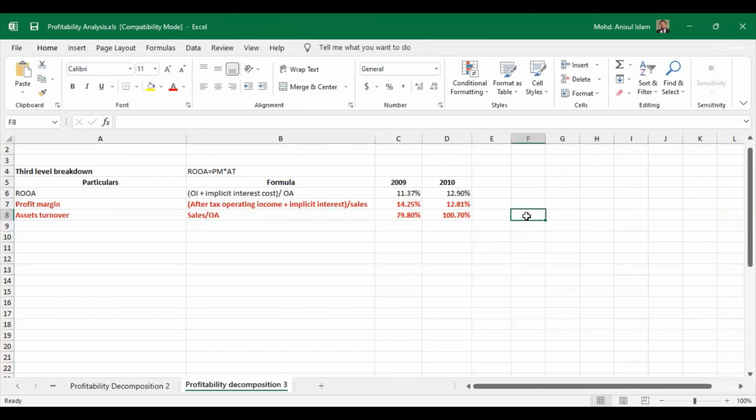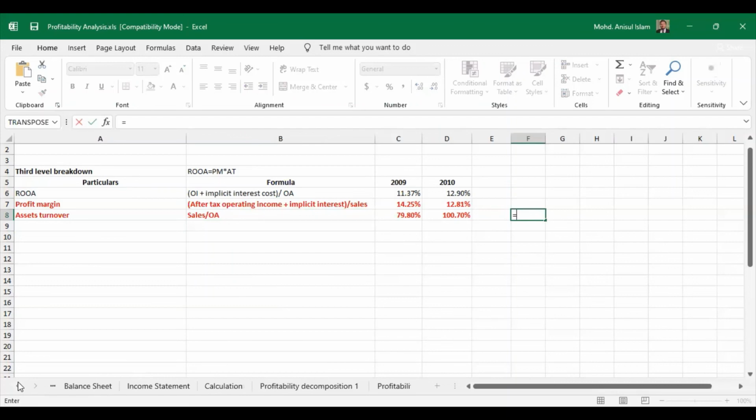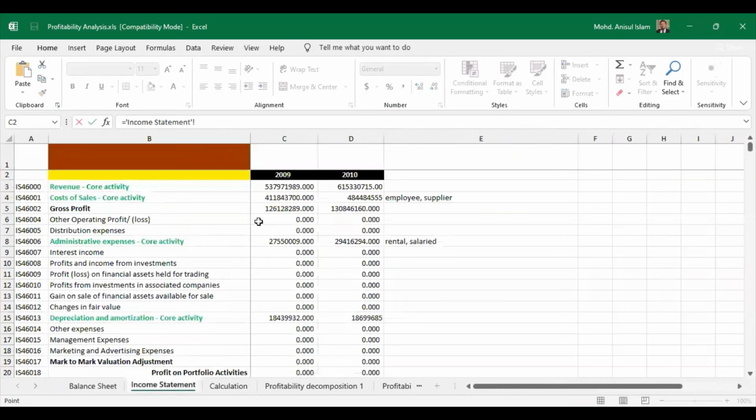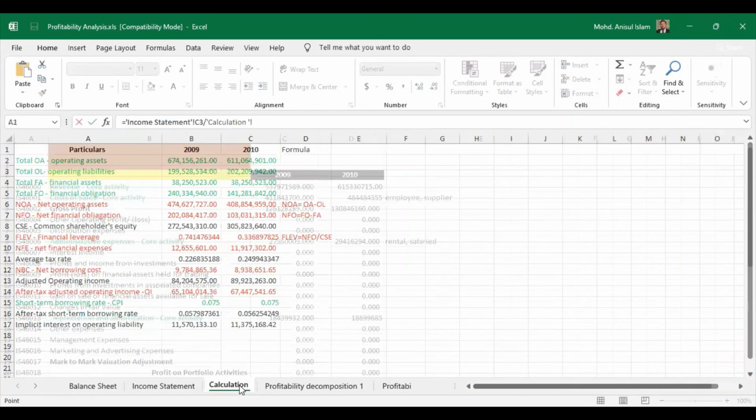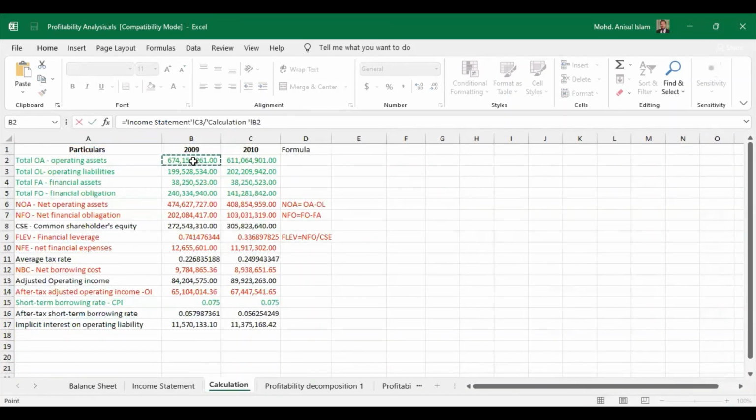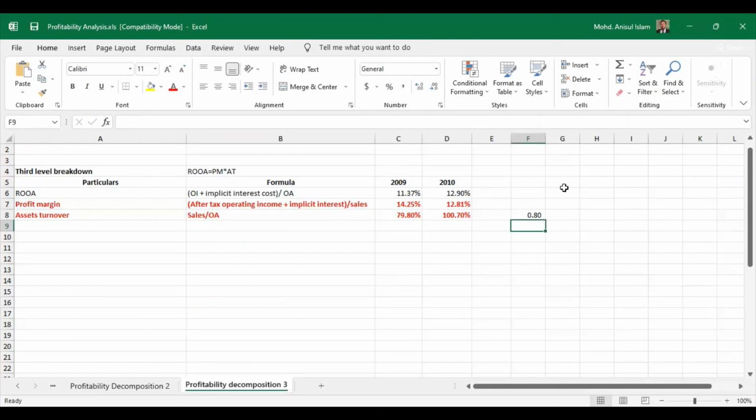We are taking the sales from the income statement. The numerator, the sales, is coming from the income statement, the revenue, and we divide this number by the total operating asset, which we already calculated here. So this is the asset turnover. Note that we have taken the operating asset as the denominator. It is not the total asset.